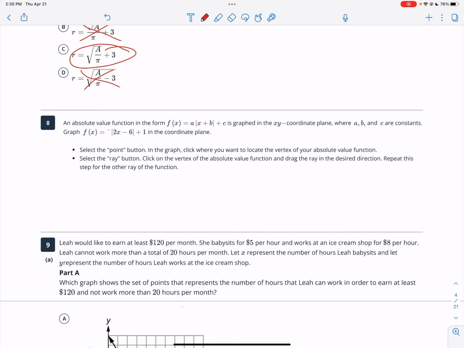Oh, I'm going to need to pull up a graph feature for this one.